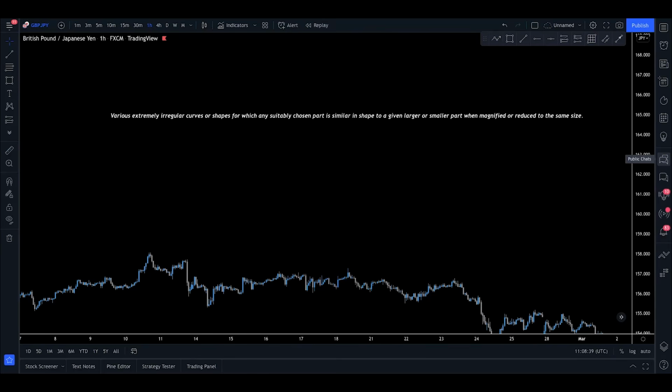This is a definition of a fractal that I found online about mathematics: various extremely irregular curves or shapes for which any suitably chosen part is similar in shape to a given larger or smaller part when magnified or reduced to the same size. So basically what this means is if we see a pattern zoomed out and then we zoom in, we will see more of that pattern within the larger pattern, on a smaller basis.